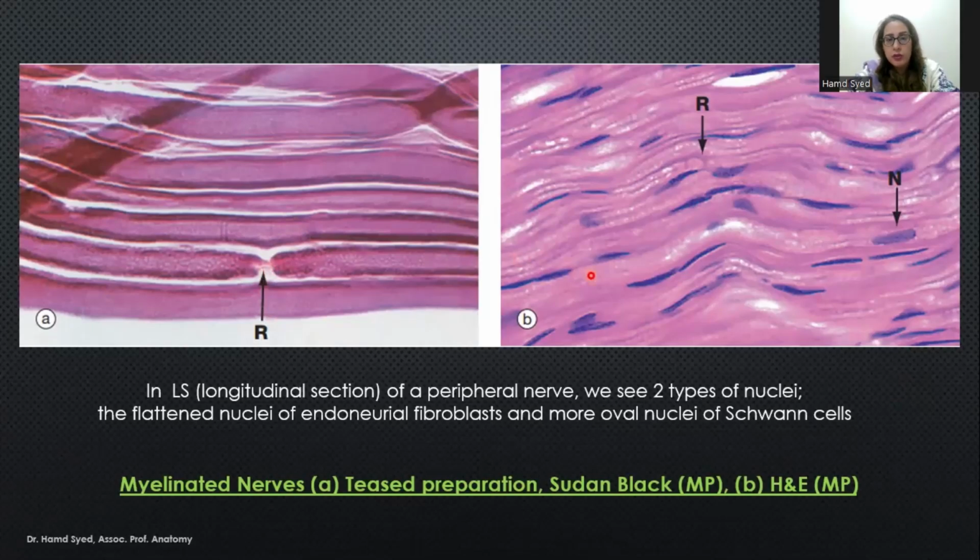And let's look over here at the histomicrograph B, which is showing us the hematoxylin and eosin stained section at a medium power of the peripheral nerve. This is a longitudinal section. In this case, you can also appreciate the node of Ranvier. And you can see the nuclei visible over here will be of two types. The flattened ones are the nuclei of the fibroblasts present between the nerve fibers, and the slightly more oval nucleus will be that of the Schwann cell.